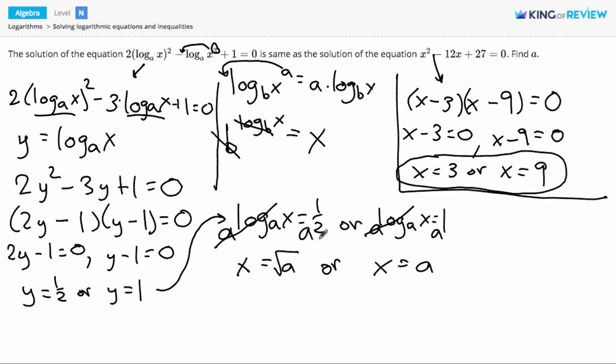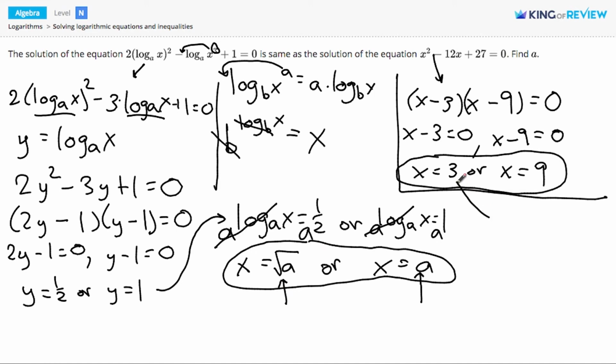So now I have two different solutions, x equals the square root of a, or a, and x equals 3 or 9. So I need a number for a where one possible solution for x is just a itself, and the other solution is the square root of that number. Well, I know that 3 is the square root of 9, so if I say a is 9, then the other solution would be the square root of 9, which is 3. And those are exactly the two solutions I want. So I know a must be 9.